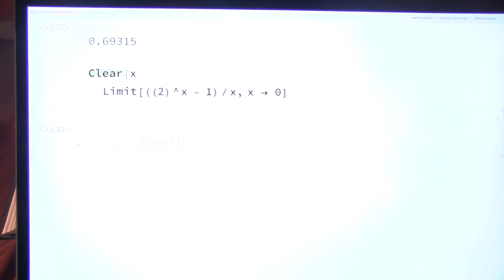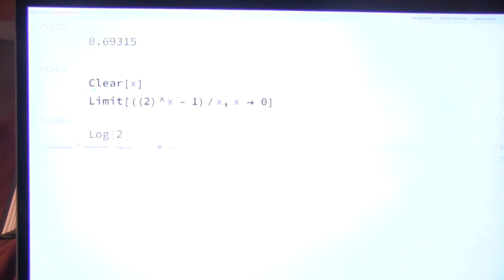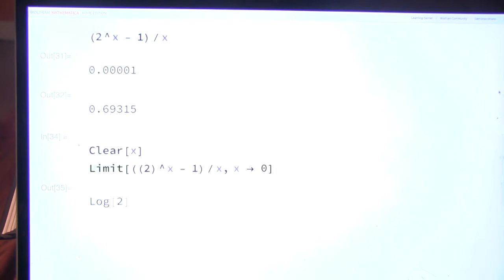clear x. Oh, no. Shoot. What does the limit equal? It's ln of 2. Okay. Oh, I don't like that. I didn't want to give away the answer by accident.